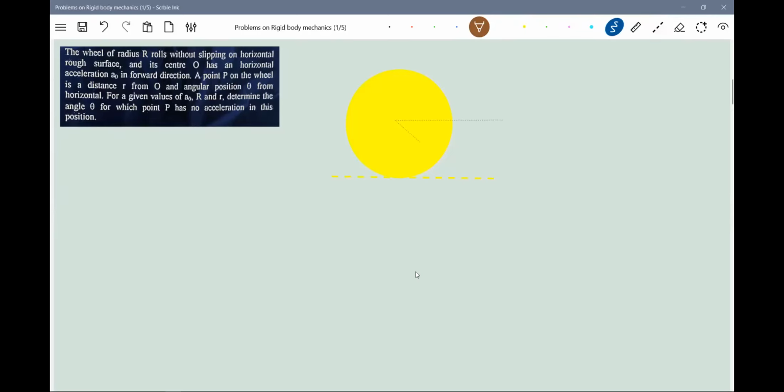It is having linear velocity v and also acceleration. So this is r, this is theta, and this is a radius. If you can remember, we are bothered more about the instantaneous center. Now point P will have no acceleration in this position.